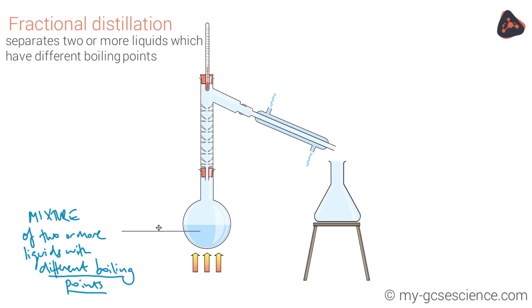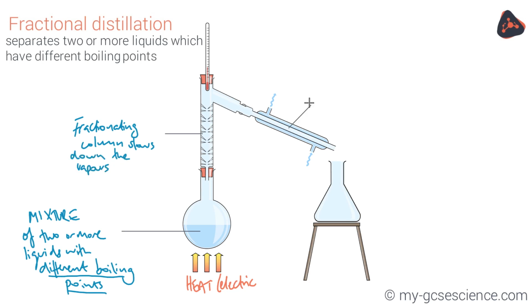The apparatus used is similar to the simple distillation method we used before. However, often a fractionating column is added, as this slows down the rising gases, which makes it easier to separate the liquids. A water and ethanol mixture is heated in a flask. Often this won't be heated with a Bunsen burner because ethanol is flammable, so you might heat it with an electric heater instead. Vapour forms in the air above the mixture in the flask.